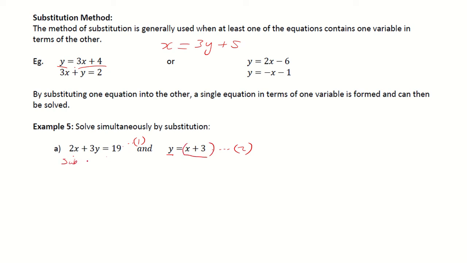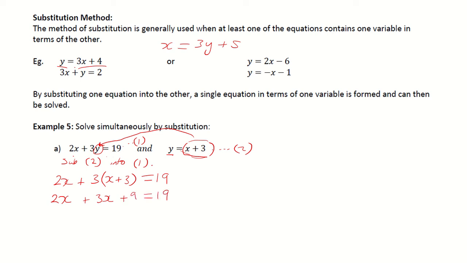So what I'm going to do is substitute equation 2 into equation 1. And what I mean by this is, equation 2, y is equal to x plus 3. So I'm going to put x plus 3 where y was. So x plus 3 I'm going to substitute into y. So what I'm going to have now is 2x plus 3 lots of y, which is x plus 3, equals 19. Now, I've got an equation all in terms of x, which you should know how to solve. So I have 2x plus 3 times x, which is 3x, 3 times 3, which is 9, equals 19.